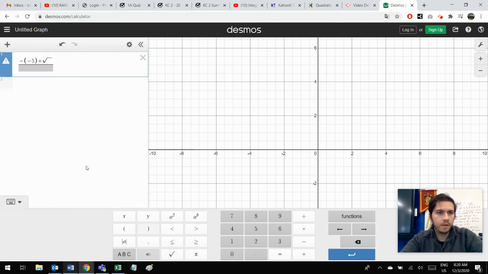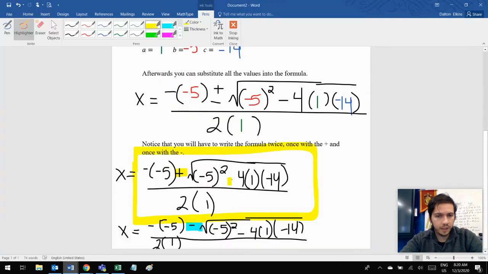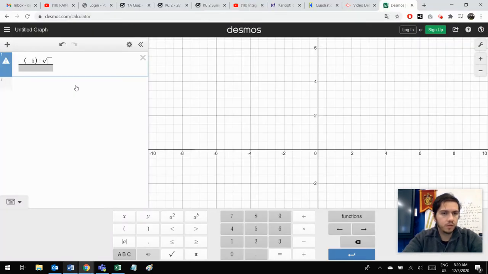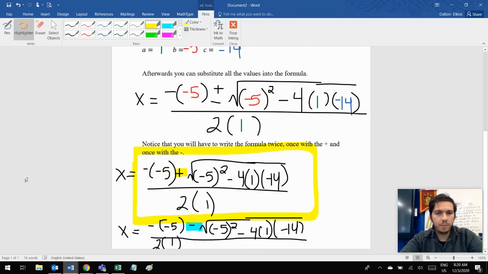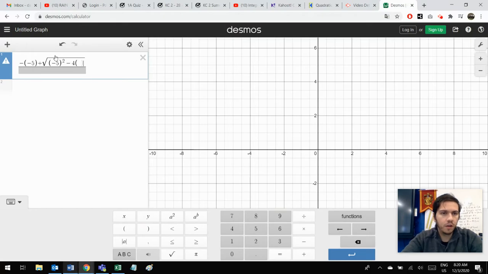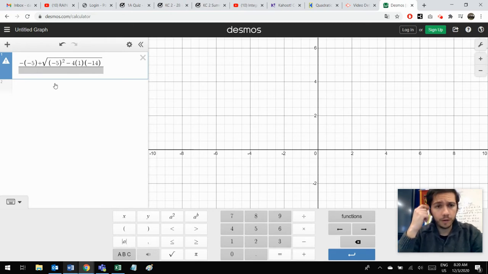So, and then if we look back, we got parentheses -5 to the power 2. So I'm going to hit the squared button right here. Minus 4 times 1, sorry, minus 4 times 1 times -14. So we had to put 1 here, and then we got to put -14. Okay, so that's where we're at so far.